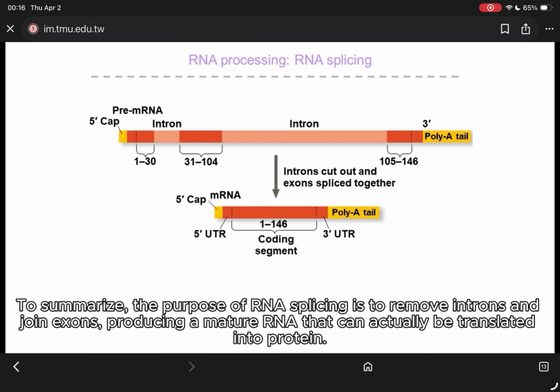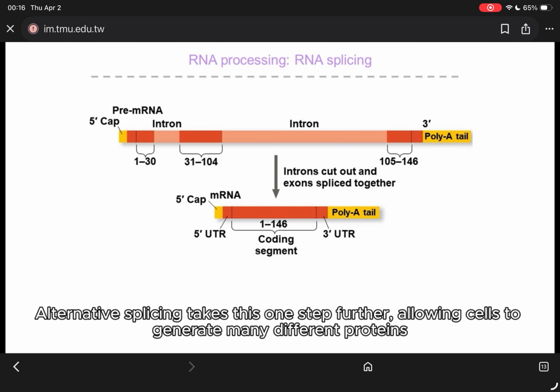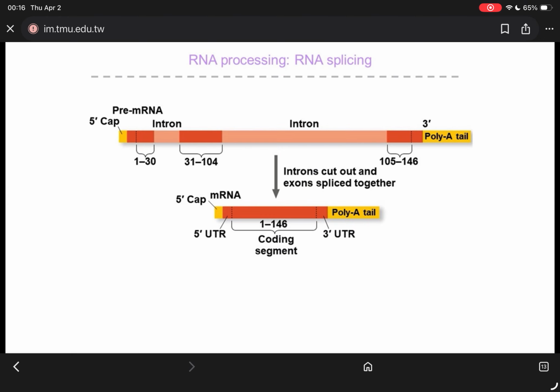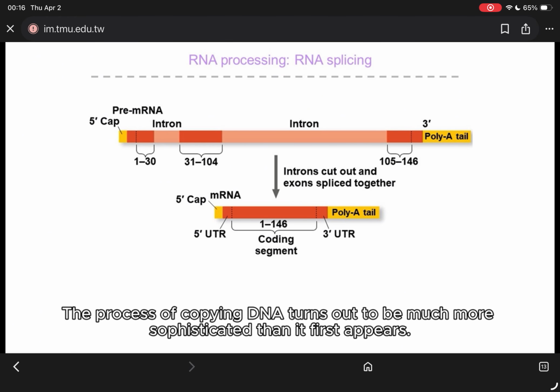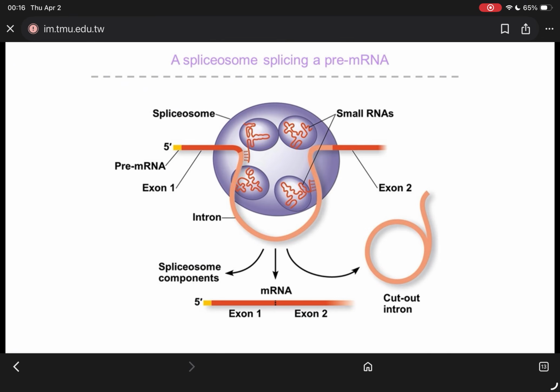To summarize, the purpose of RNA splicing is to remove introns and join exons, producing a mature RNA that can actually be translated into protein. Alternative splicing takes this one step further, allowing cells to generate many different proteins from a relatively small number of genes. Quite impressive, isn't it? The process of copying DNA turns out to be much more sophisticated than it first appears.